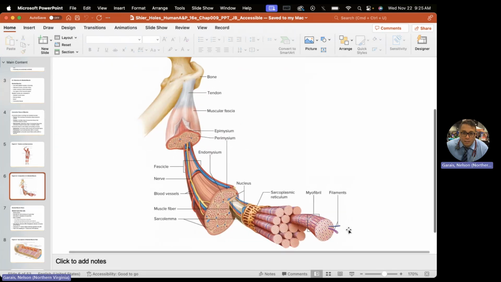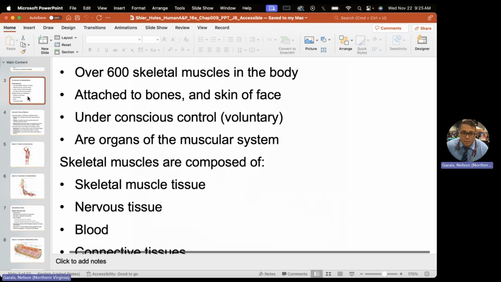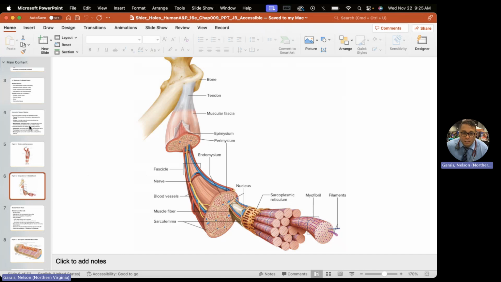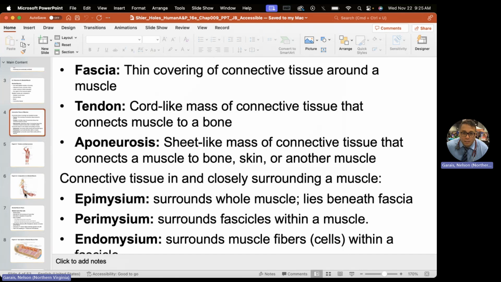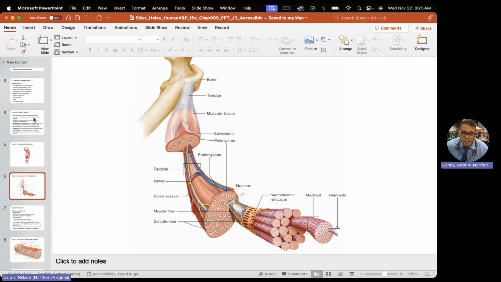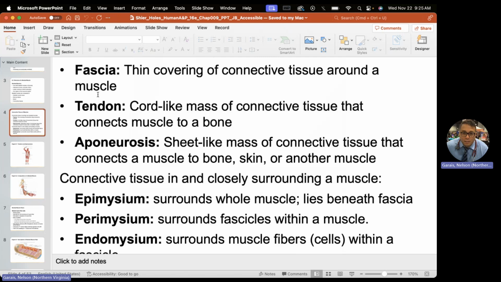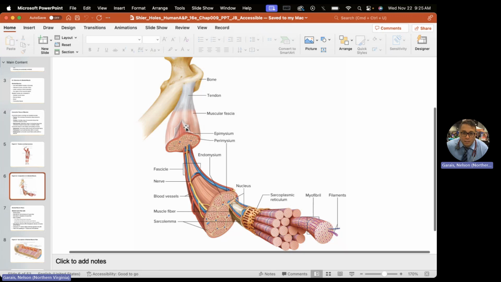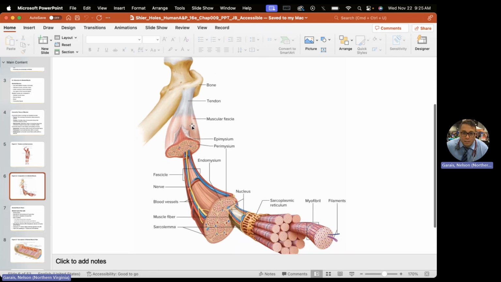So this slide 4, and slide 6, they should be put on top of each other. So these are the words versions, and this is the picture. And you know I love pictures. So when we're looking at this, we're looking at the tendon. The tendon is part of the muscular fascia.